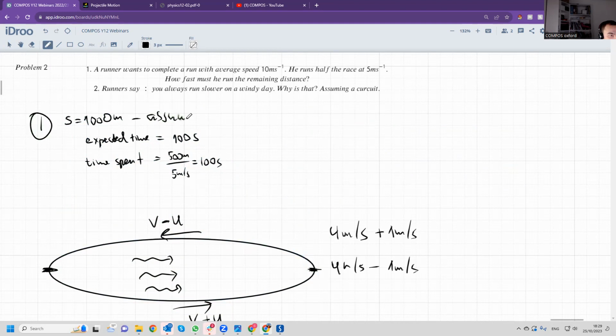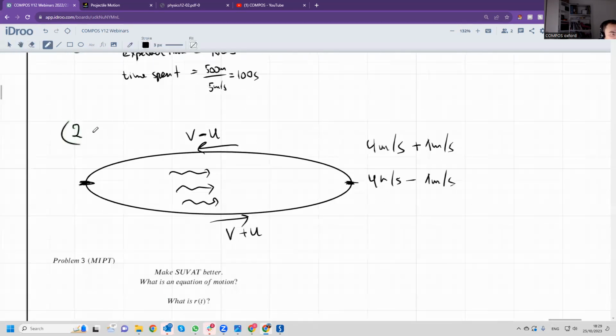Assume the race is 1,000 meters. And this is the second question. The extreme case would be u equals v. That means when you're running with the wind, your speed is 2v, and when you're running back, your speed is 0. So you can't even finish the race. Your time is equal to infinity. You will never win. You will never beat the speed that you normally run with.